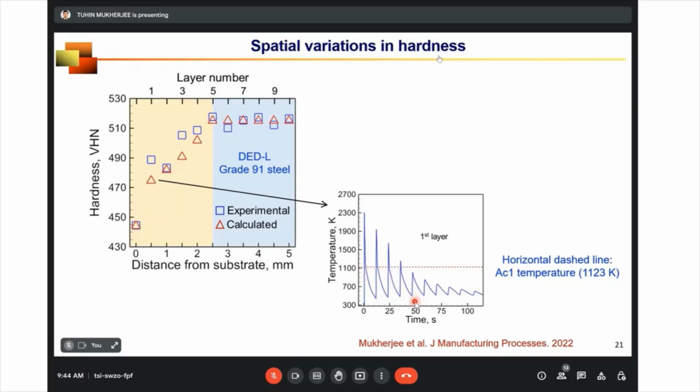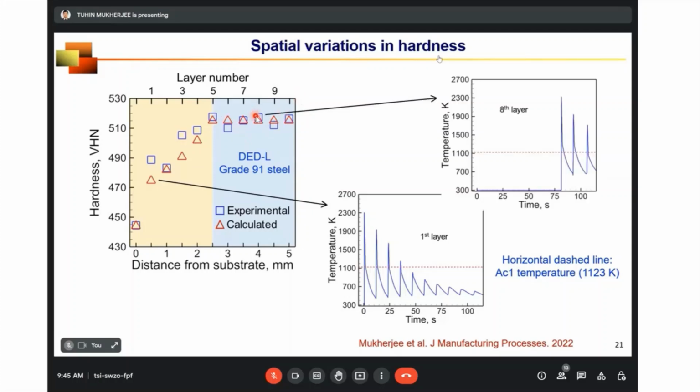And after that moment, the martensite that it contains will undergo repeated heating and cooling below the AC1 temperature, which will change the martensite to tempered martensite, and which will significantly reduce the hardness. So you can see that for layer 1, the hardness is very low, but if we consider, let's say, layer 3, which will have fewer repeated heating and cooling cycles below the AC1 temperature, its hardness is reduced, but not like layer 1.